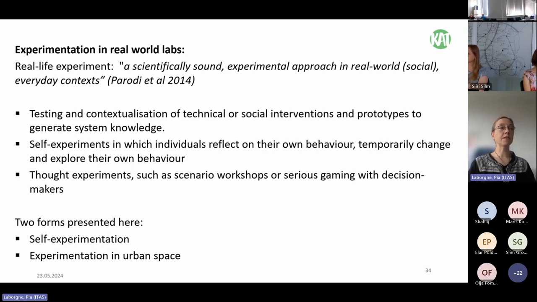Then it can also be self-experiments in which individuals reflect on their own behavior and create a temporary change in their everyday practices, in their daily lives. It can also be thought experiments like scenario workshops, serious gaming, more like, for example, a visioning experiment. Here I would like to present two types. First, self-experimentation, and then experimentation in urban space.